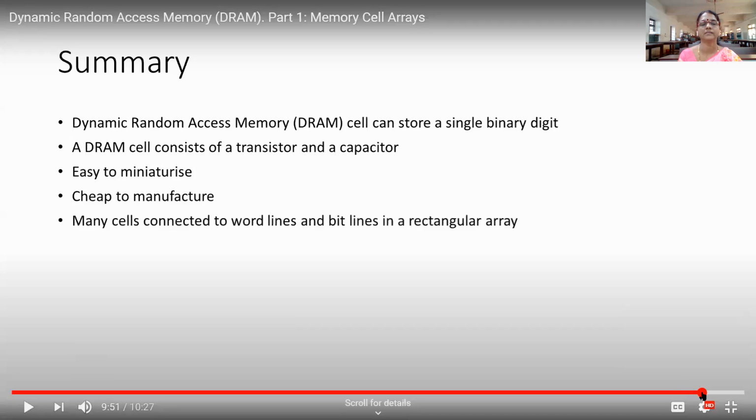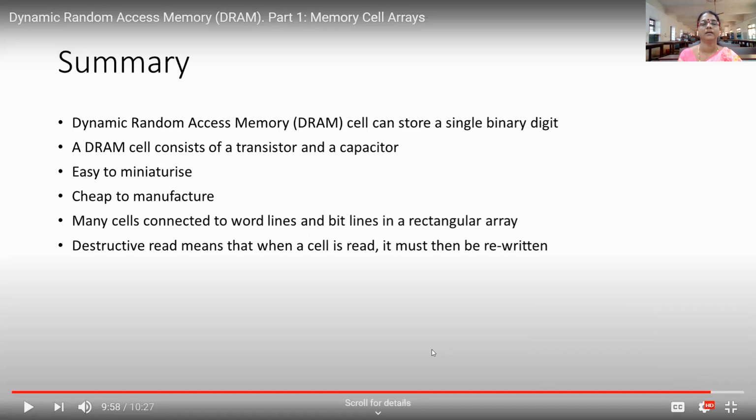Okay, cost is less. See here, many cells are connected to word lines and bit lines in a rectangular array. Okay, that is the pattern of this dynamic RAM cell. But this is destructive in reading operation. That means while reading, it loses its charge. Okay, so it must be rewritten. So ಅದರಲ್ಲಿ ಏನು ವ್ಯಾಲ್ಯೂ ಇತ್ತು ಅದನ್ನ ನಾವು ಪುನಃ ಬರಿಬೇಕಾಗ್ತಾ ಇರ್ತದೆ. ಅದಕ್ಕೋಸ್ಕರವೇ ನಾವು ಅದನ್ನ ರಿಫ್ರೆಶ್ ಮಾಡೋದು.